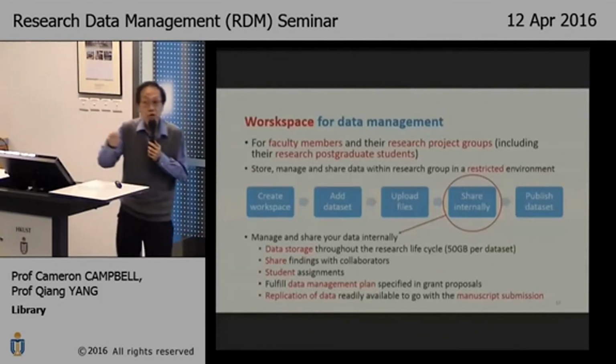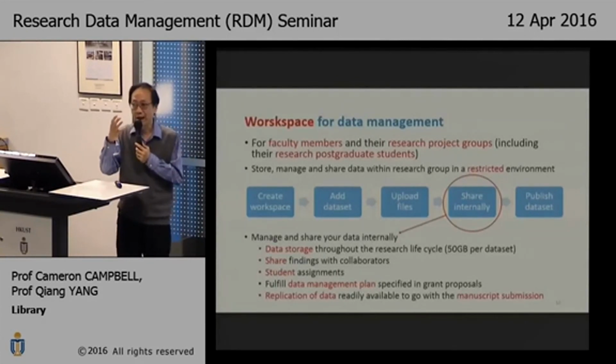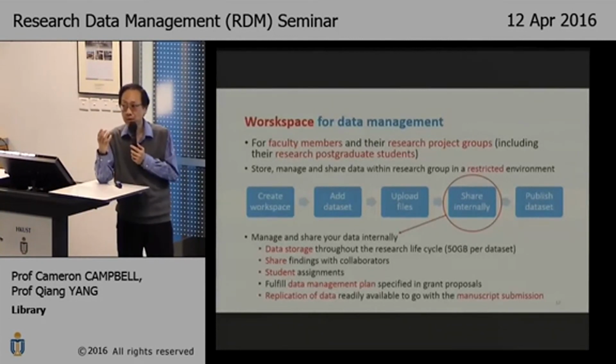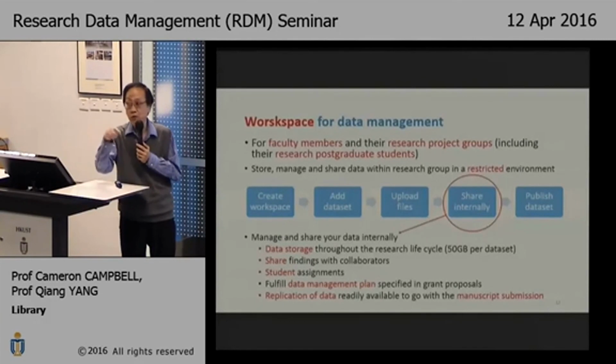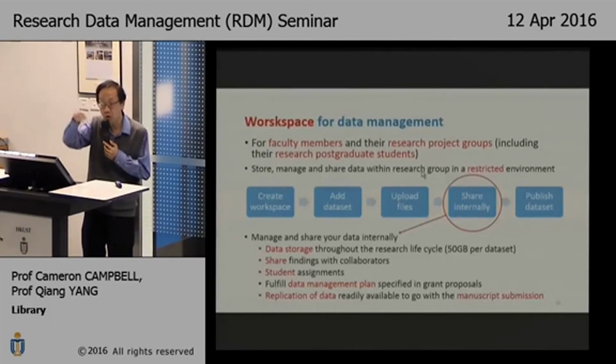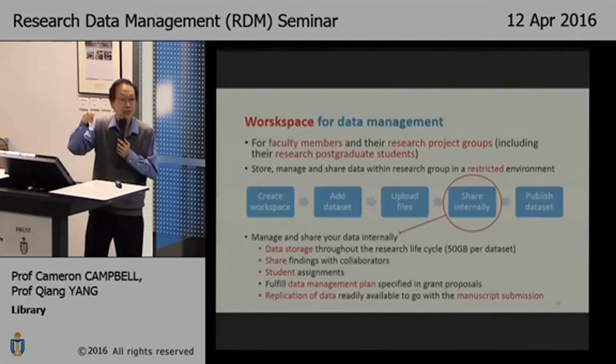The second function is workspace, right? So faculty and also the research group of their research group can create a workspace in the database. If you are a postgraduate student associated with the research group, the faculty can ask you to help them in managing the data set, so you can become part of the whole workspace process. So it's for storing, managing, and sharing data within the research group. And it is in a restricted environment, so only you, your own group, can have access to it.